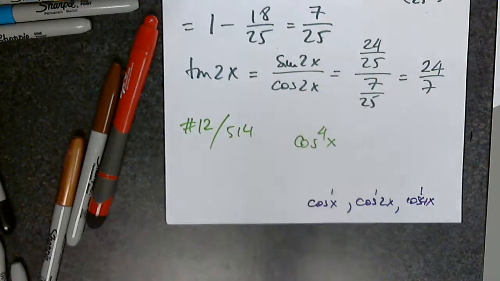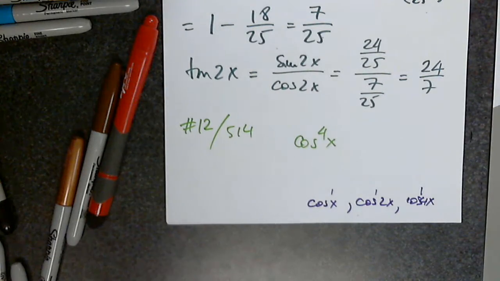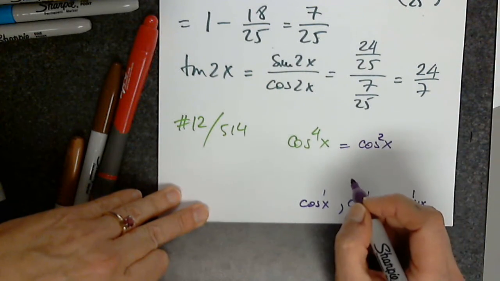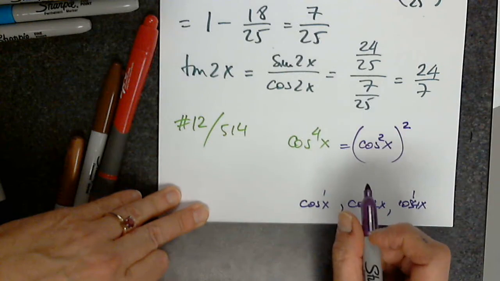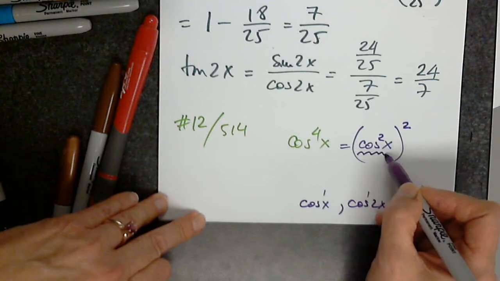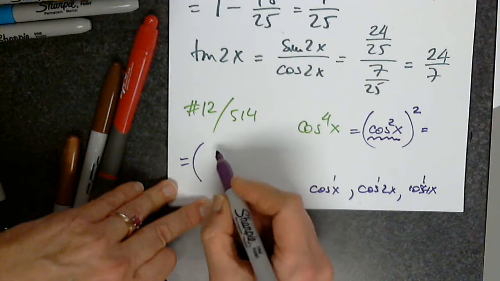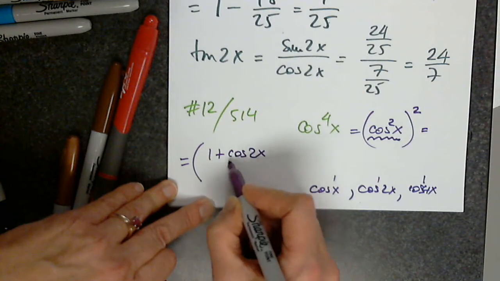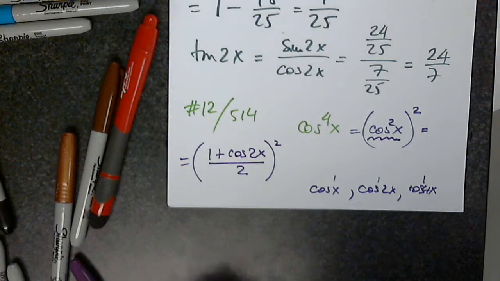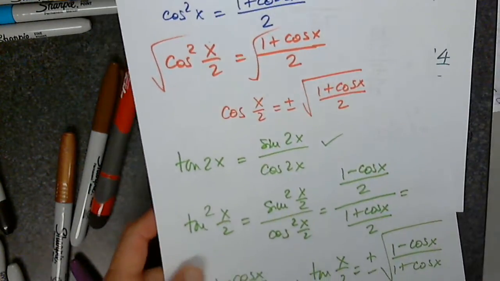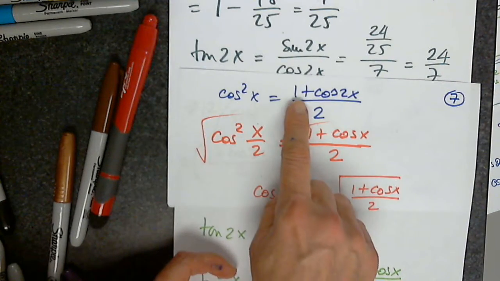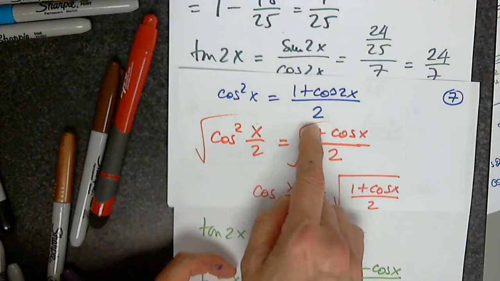Okay, so I'm looking at this and I say, oh, I have a formula. I have a formula for cosine squared, but I have to square it. Copy the base, multiply the exponents gives me this. And I know the formula for cosine squared, which is 1 plus cosine twice x over 2. Let's go back and find it. Here is the formula. Here it is. Super important. Cosine squared equals 1 plus cosine twice x over 2.